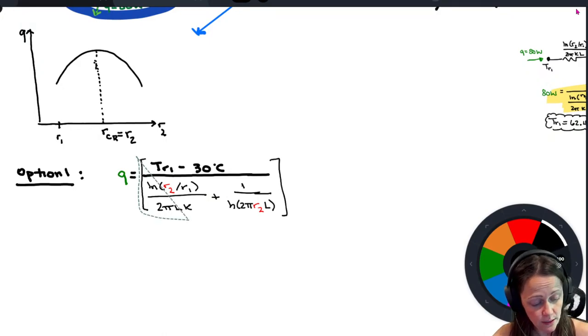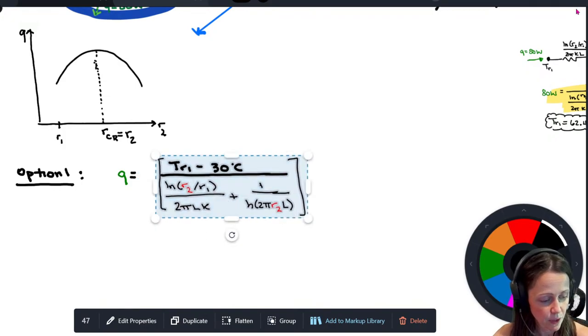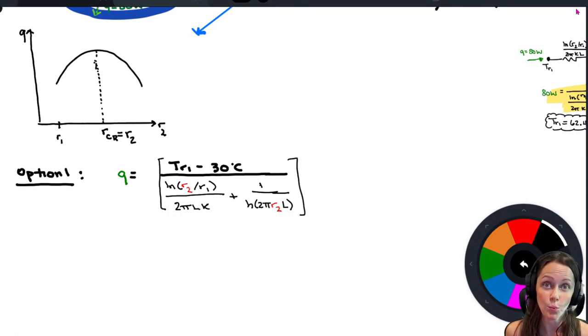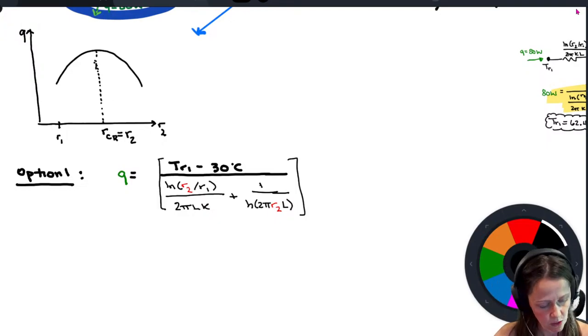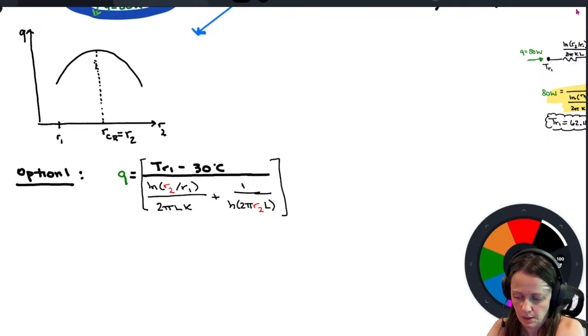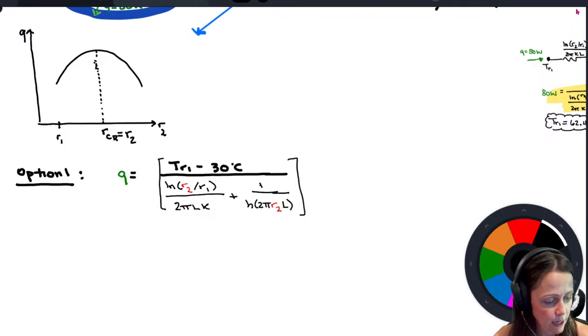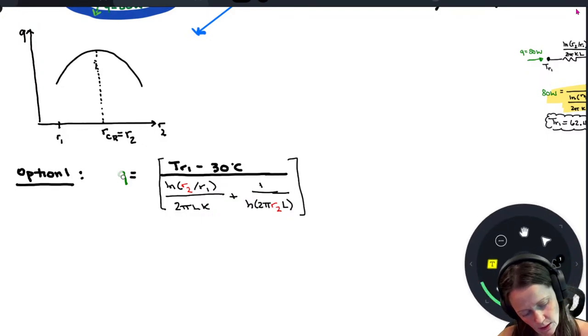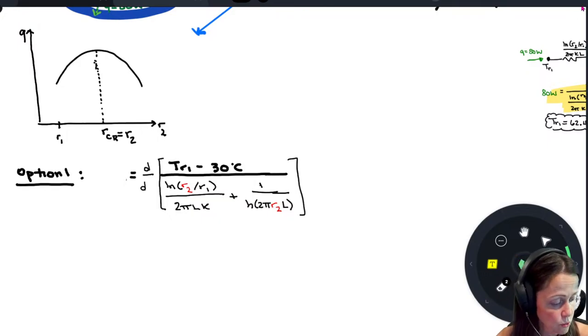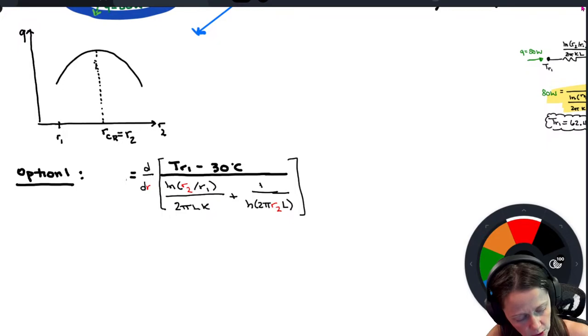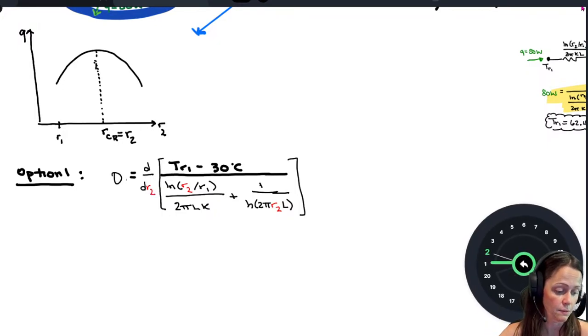So that's my equation. And we know that the way we would calculate where a function reaches a maximum or a minimum is to take the derivative and set it equal to zero. So that's what we could do. I'm going to take the derivative with respect to the parameter that I'm interested in varying, which would be R2, and then set that equal to 0. That's going to allow me to find the minimum or the maximum value of Q. Of course, if I look up here, it's going to be a maximum.